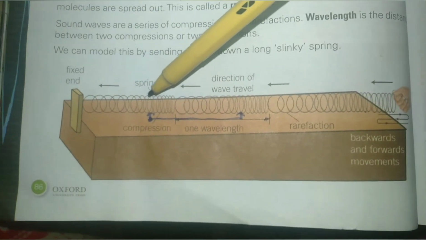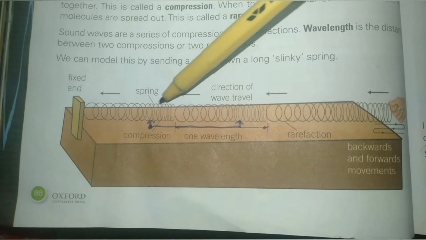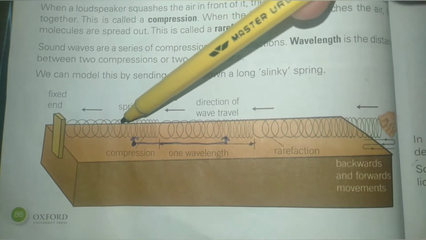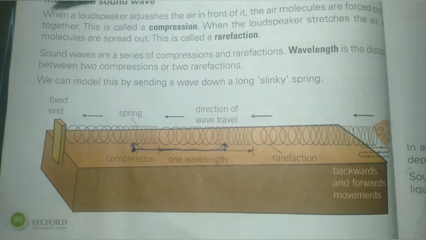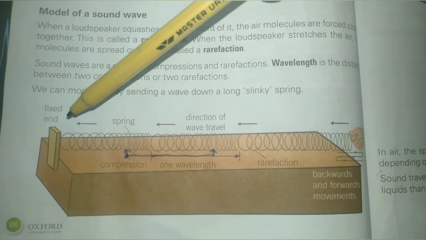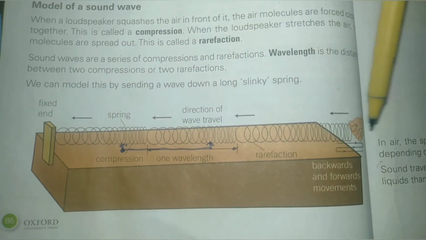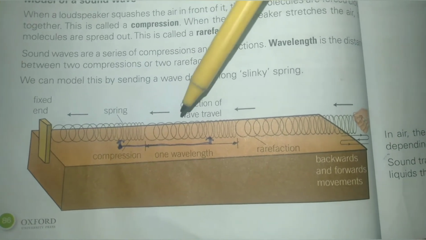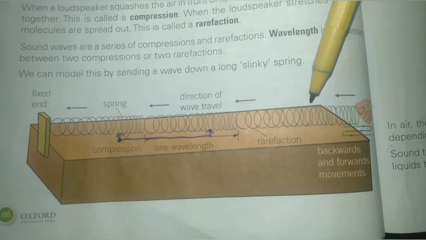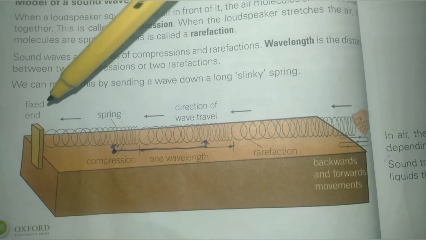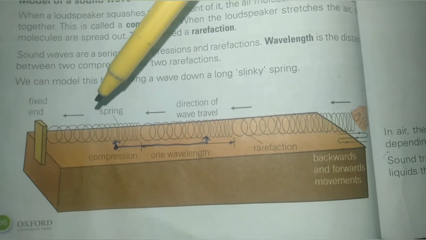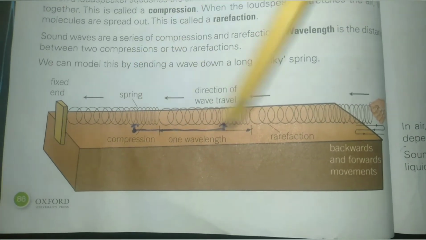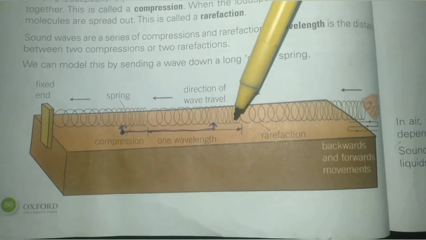These turns are very close to each other. This situation is known as compression, and these turns are spread out. They show the rarefaction. You can see that these waves show a series of rarefaction, compression, rarefaction, compression, rarefaction, compression. Sound waves are also like this, and these compression and rarefaction move backward and forward.